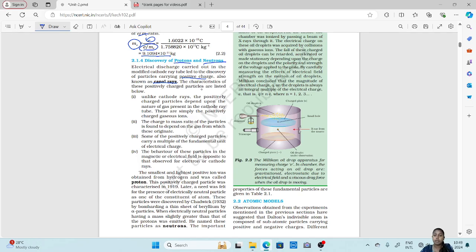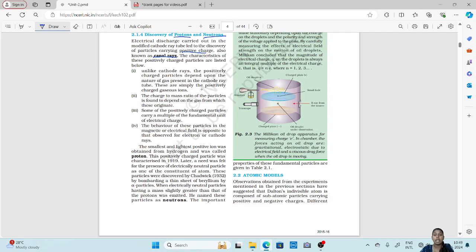Now what are the characteristics of these particles? Unlike cathode rays, the positively charged particles depend upon the nature of the gas present in the cathode ray tube. These are simply positively charged gaseous ions. In cathode rays, the electrons do not depend on any gas present in the tube, whereas these positively charged particles depend on the gas present in the cathode ray tube.